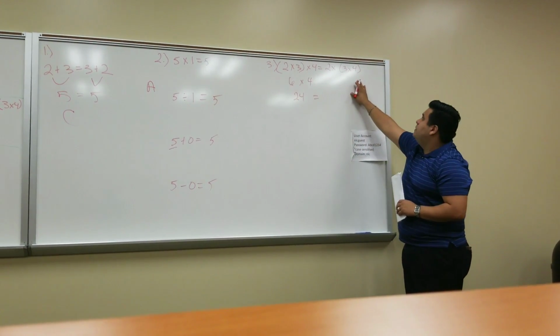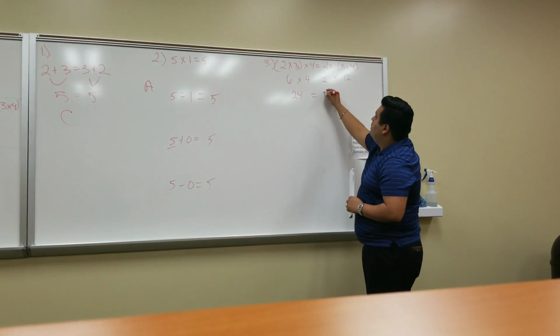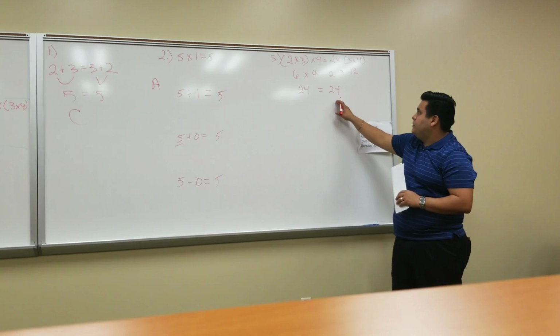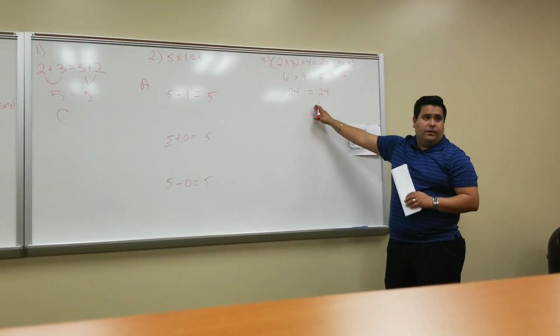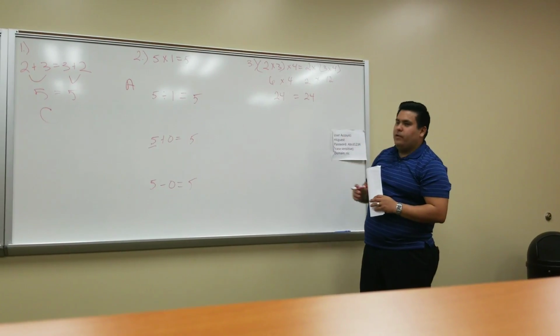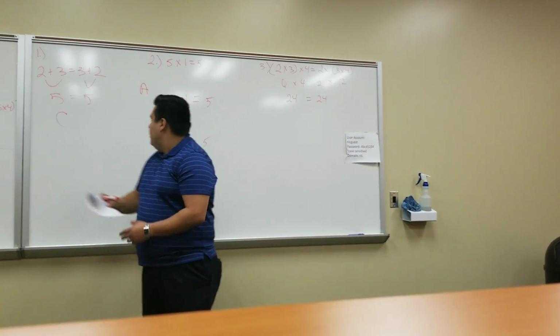We always start with parentheses. What's 3 times 4? 12. Times 2 is what? 24. Great. So both sides are equal. We know that's correct. So they are equal to each other. Now which property did we use? Which one talked about grouping? Which one spoke about parentheses? Excellent. The associative property.